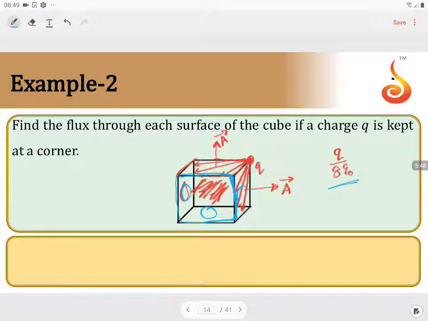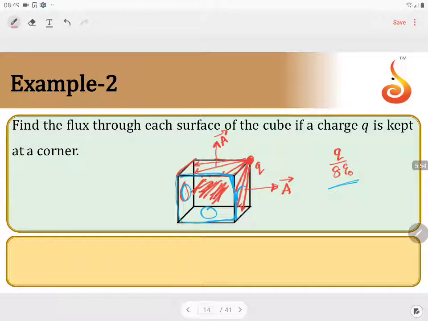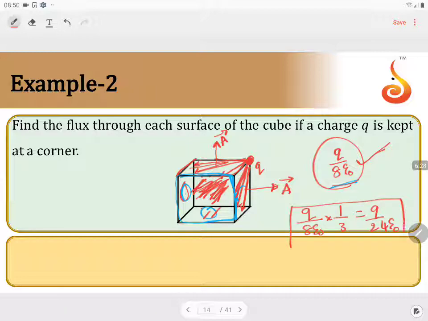So when the flux distributes equally over the three faces, what is the flux through one of the faces? The flux through one of the other three faces will be q by 8 epsilon naught into 1 by 3, which is equal to q by 24 epsilon naught. So the flux over the entire cube is q by 8 epsilon naught. This we calculated by constructing a bigger cube. The flux over the three faces which touch the point charge will be 0, and the flux over one of the other three faces will be q by 24 epsilon naught.